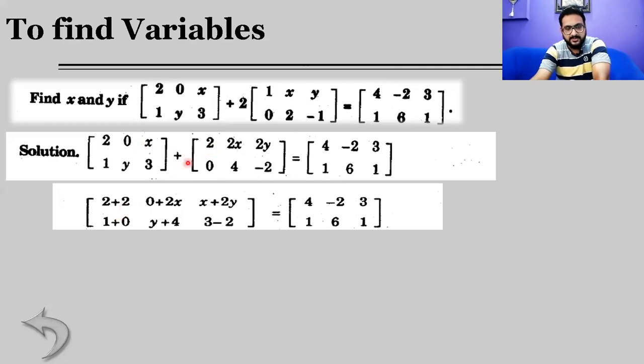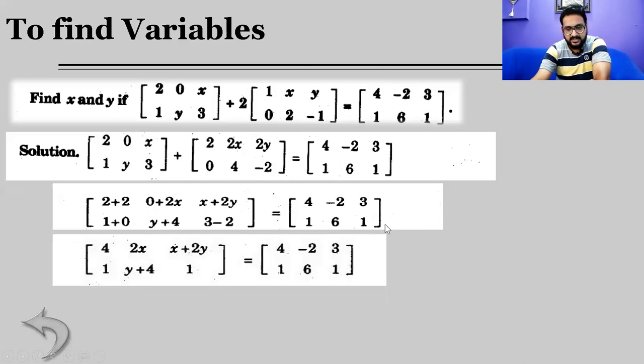2 plus 2, 0 plus 2x, x plus 2y, 1 plus 0, y plus 4, 3 plus minus 2. So the addition of both matrices is the answer here, and the right hand side is copied here. Okay, is there any problem? No.